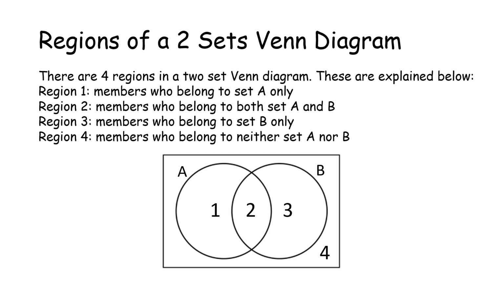There's a difference between members who belong to set A and members who belong to set A only. In this diagram, members who belong to set A only is shown by Region 1. However, members who belong to set A is shown by Regions 1 and 2. And that's the circle which I'm shading here in yellow.